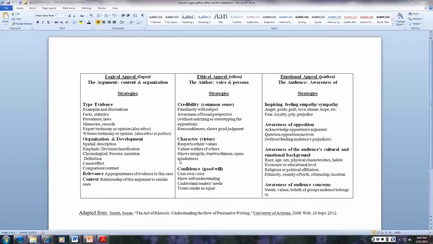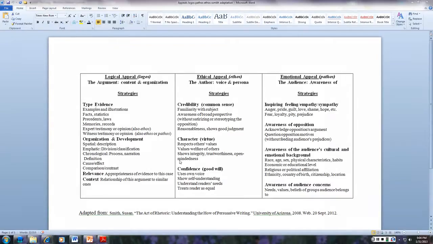This is a very brief introduction to the three types of appeals. The appeal to logos, ethos, and pathos date back to Aristotle and to the Greeks. So this is not something that is new. This is something that we have identified and have used in persuasion for hundreds of years.